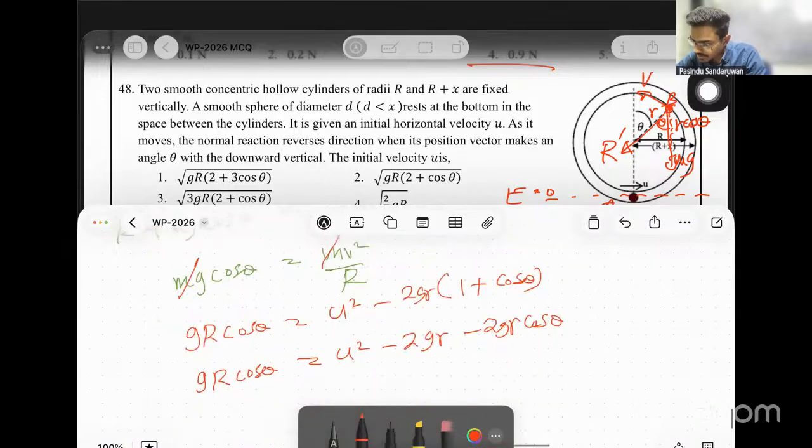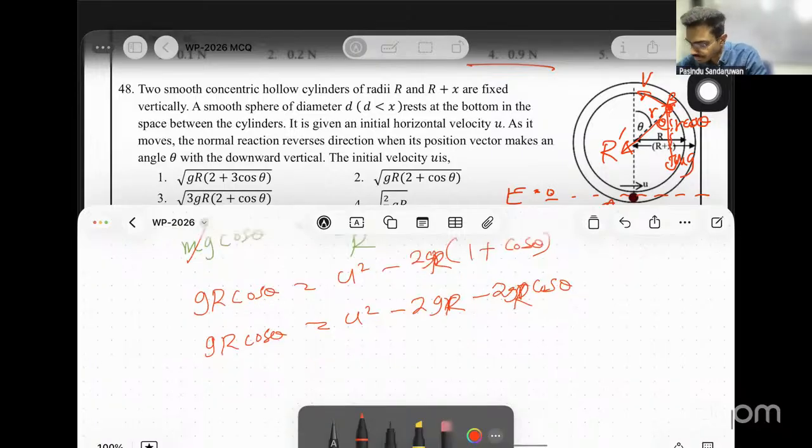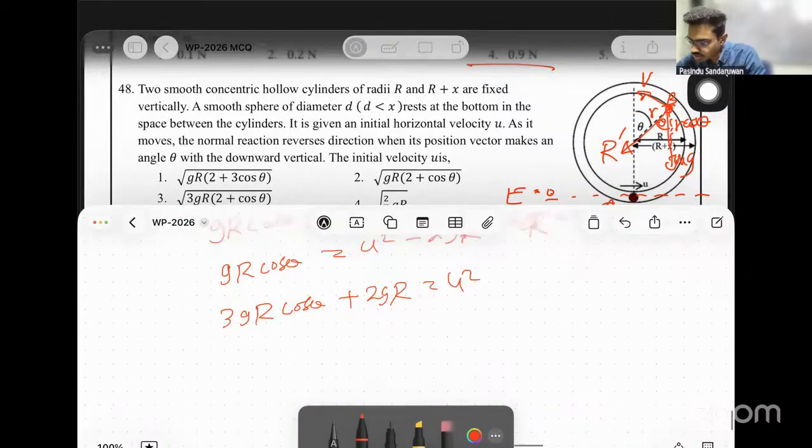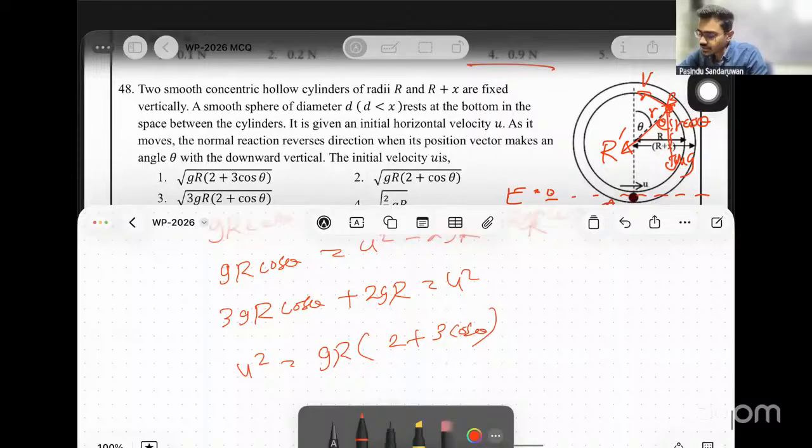Okay, then here also capital R. Not simple r, that is given as capital R. Then take this minus 2gR to this side, then it becomes 3gR cos theta, plus this one 2gR equals u squared. Then gR is common. Take it out. Then u squared equals gR times (2 plus 3 cos theta).